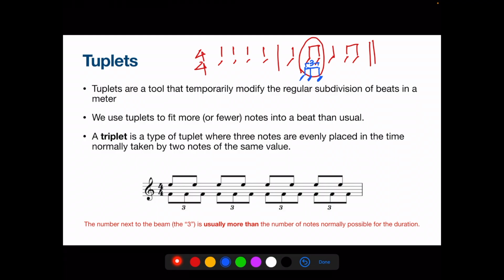Okay, so this number is extremely important. So in here, you can see that in this upper part, you have the normal 2 eighth notes per quarter note per beat. But then underneath, you have 3 notes called triplets, basically taking the same amount of time that what normally are taken by just 2 eighth notes. Okay, so the number next to the beam, the 3, is usually more than the number of notes normally possible for the duration. It's usually more, but it could also be less, especially when music gets more and more complicated. Some of these rules become a bit more loose.